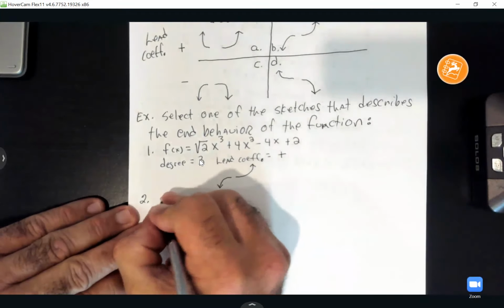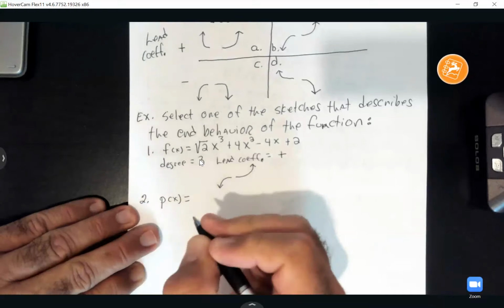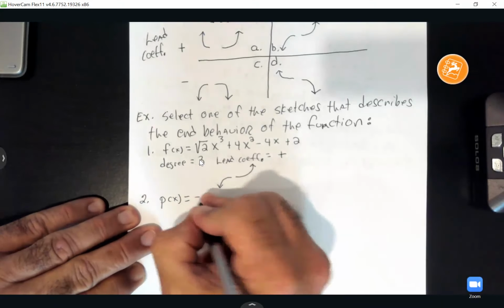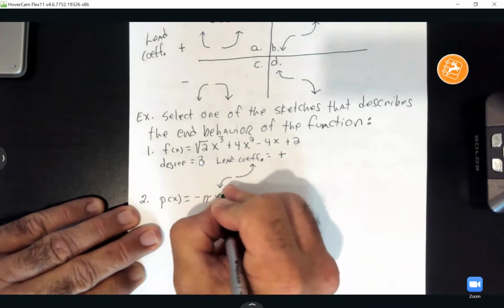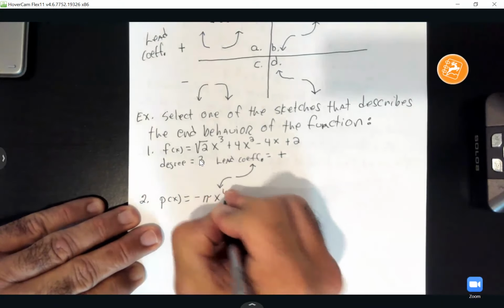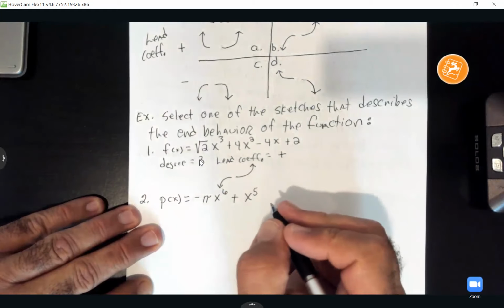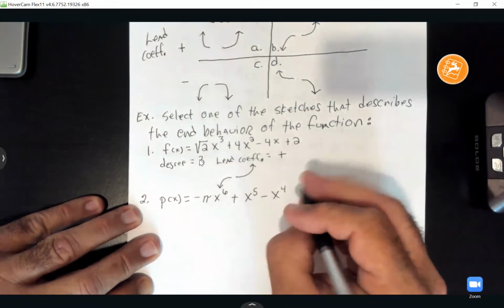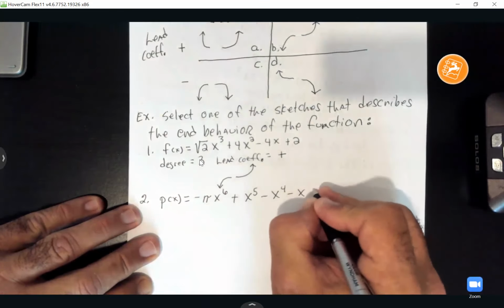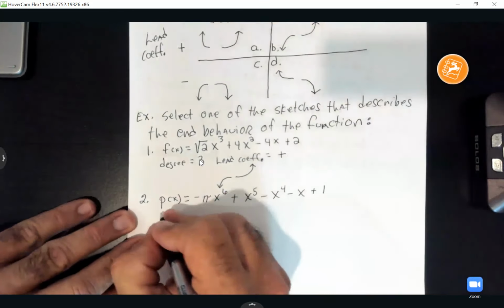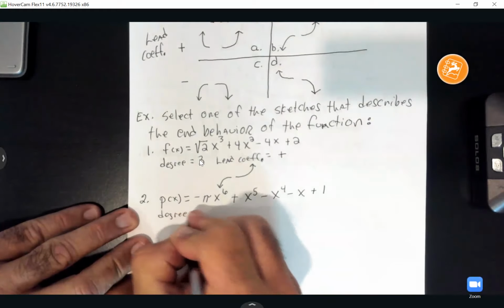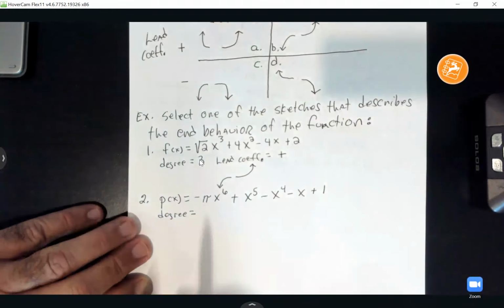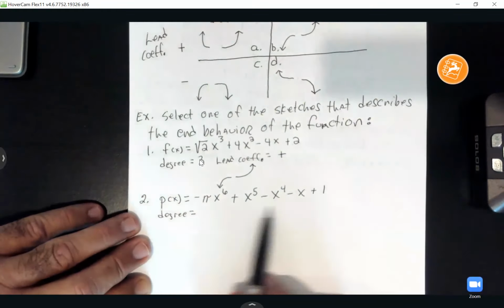All right, y'all, same thing. P of x equals negative pi x to the 6th plus x to the 5th minus x to the 4th minus x plus 1. So the first thing we want is the degree of this polynomial here.